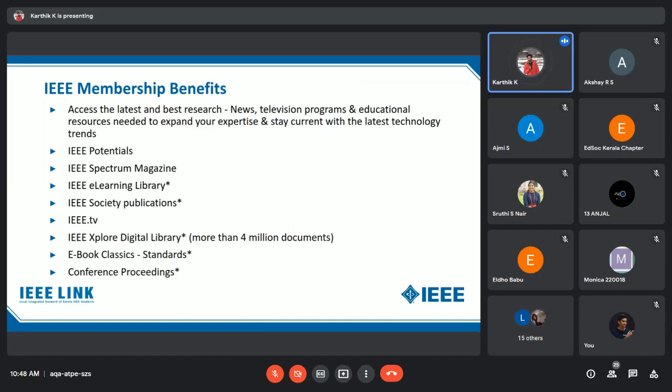So be on it like that and see what the different papers or new conferences are that are happening. And ebooks are there, then conference proceedings are there. So these are some of the benefits that you are actually getting within IEEE.